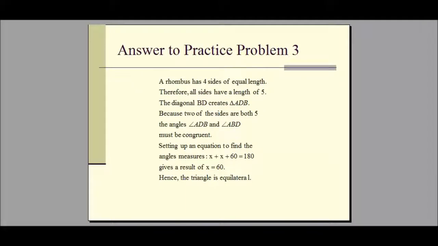Here's the answer to practice problem 3, which is just really testing your memory of what a rhombus is. A rhombus has 4 sides of equal length. Therefore, all sides have a length of 5. The diagonal BD creates triangle ADB. Because two of the sides are both 5, the angles ADB and ABD must be congruent. Setting up an equation to find the angle measures gives x plus 60 equals 180, and going through the algebra gives a result of x equals 60. Hence, the triangle is equilateral.